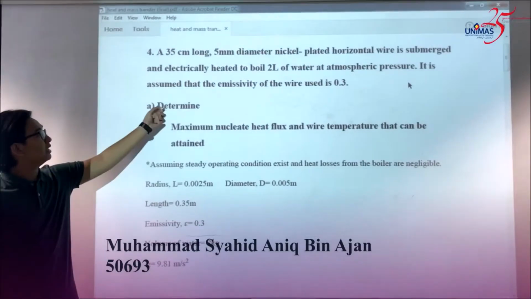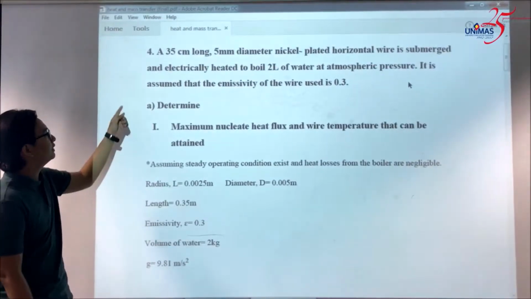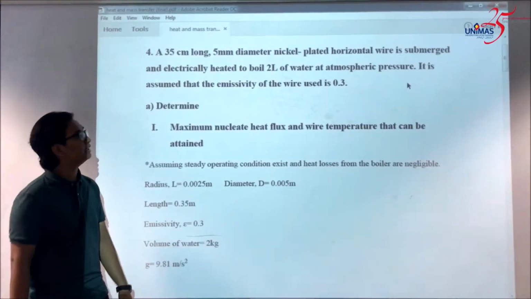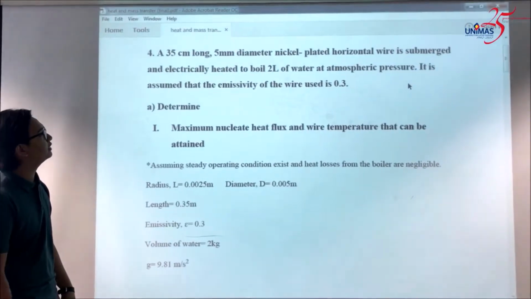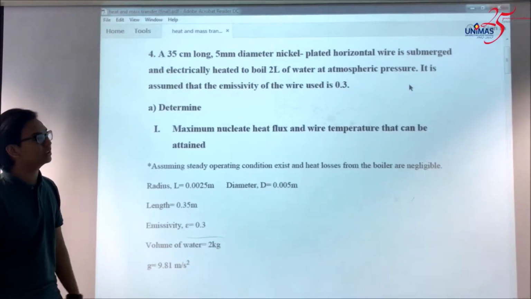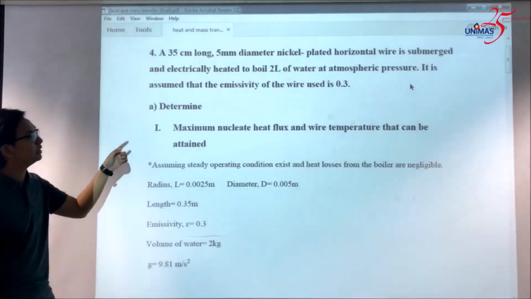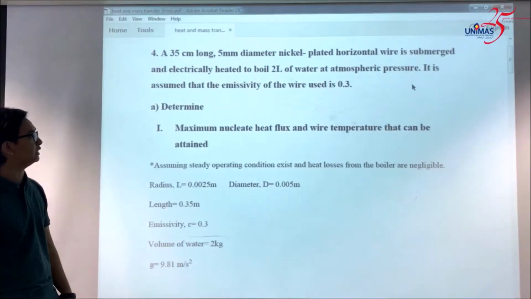Okay, today I will present about question 4. A 35 cm long, 5 mm diameter nickel plate horizontal wire is submerged and electrically heated to boil 2 liters of water at atmospheric pressure. It is assumed that the emissivity of the wire used is 0.3.